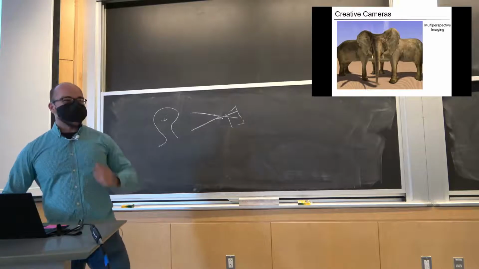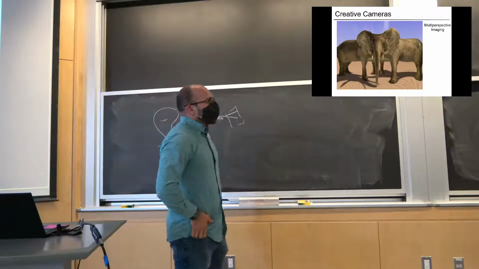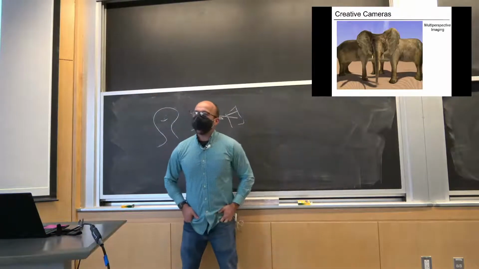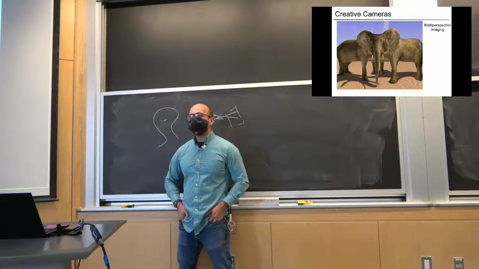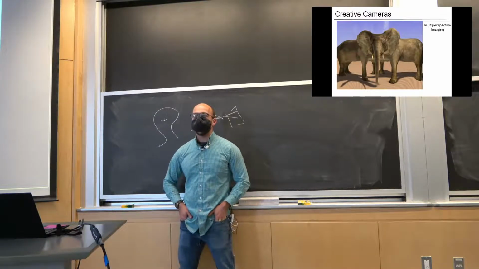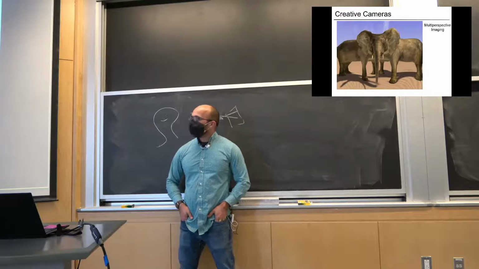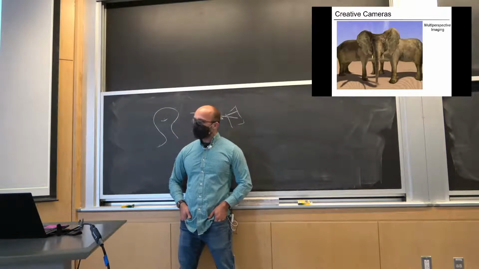So here's a really fun example. This is something called multi-perspective imaging. I don't think this is terribly popular anymore, but sometime in the 90s, this was proposed, and for a little while, we were all playing with it. So here's a 3D model of an elephant. Multi-perspective imaging is really difficult to understand.